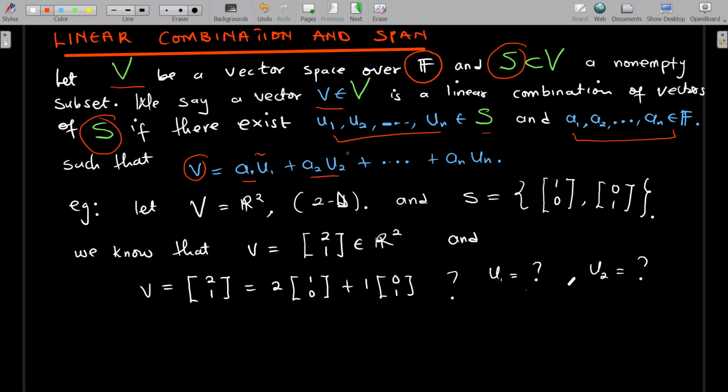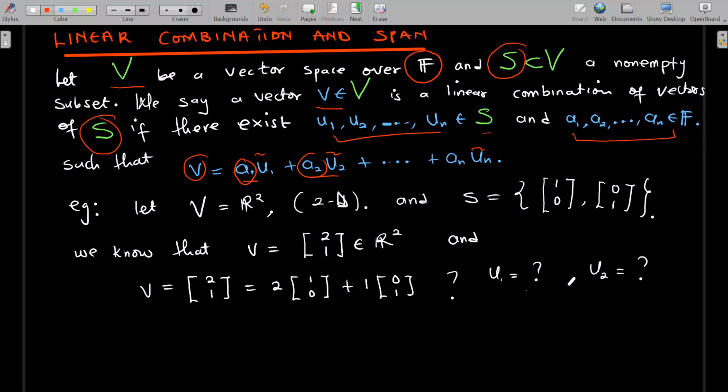So these are vectors, right? You can have as many as you want. And then these are just numbers. Then we can say that v is actually a linear combination of vectors in S. So if you can write v as the summation of scalar multiples of the vectors in S, then v is a linear combination of elements in S.